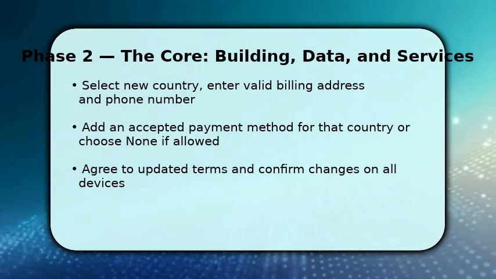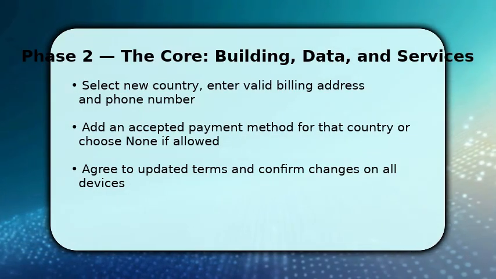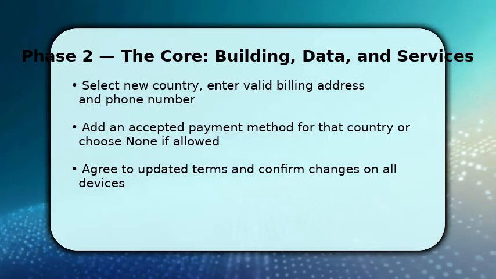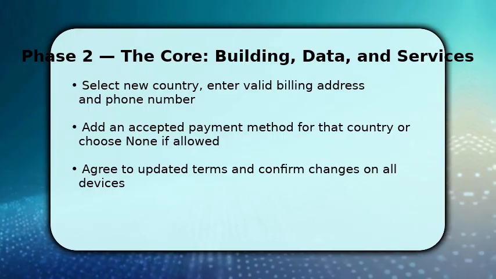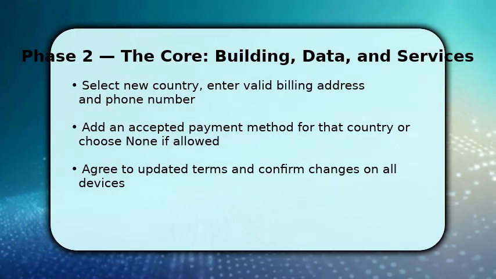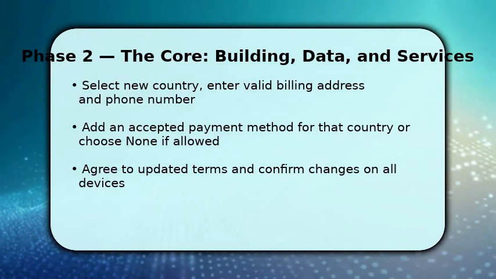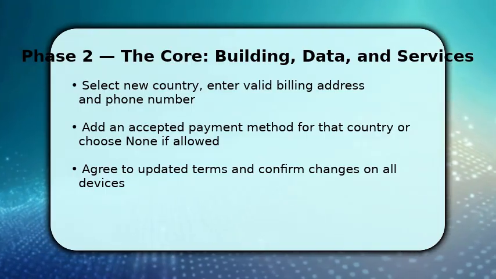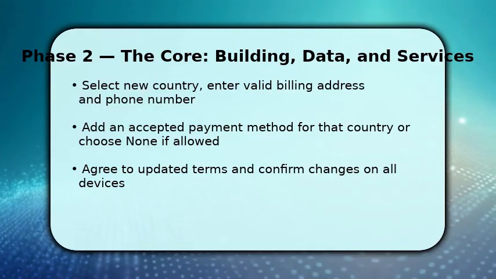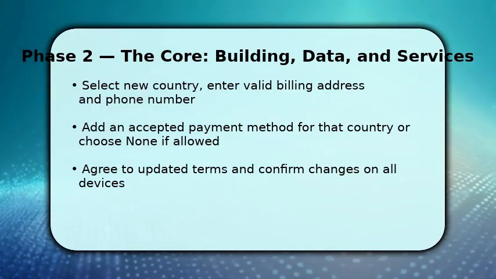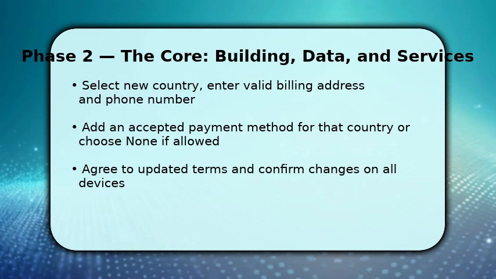Next, you enter the new country details carefully. Pick the country, type the billing address exactly as local formatting requires, and add a local phone number. If the App Store requires a payment method, add one issued in that country. Otherwise, select None if the option appears. Make sure to read and accept the updated terms. Tapping Agree applies changes across iCloud and all signed devices.